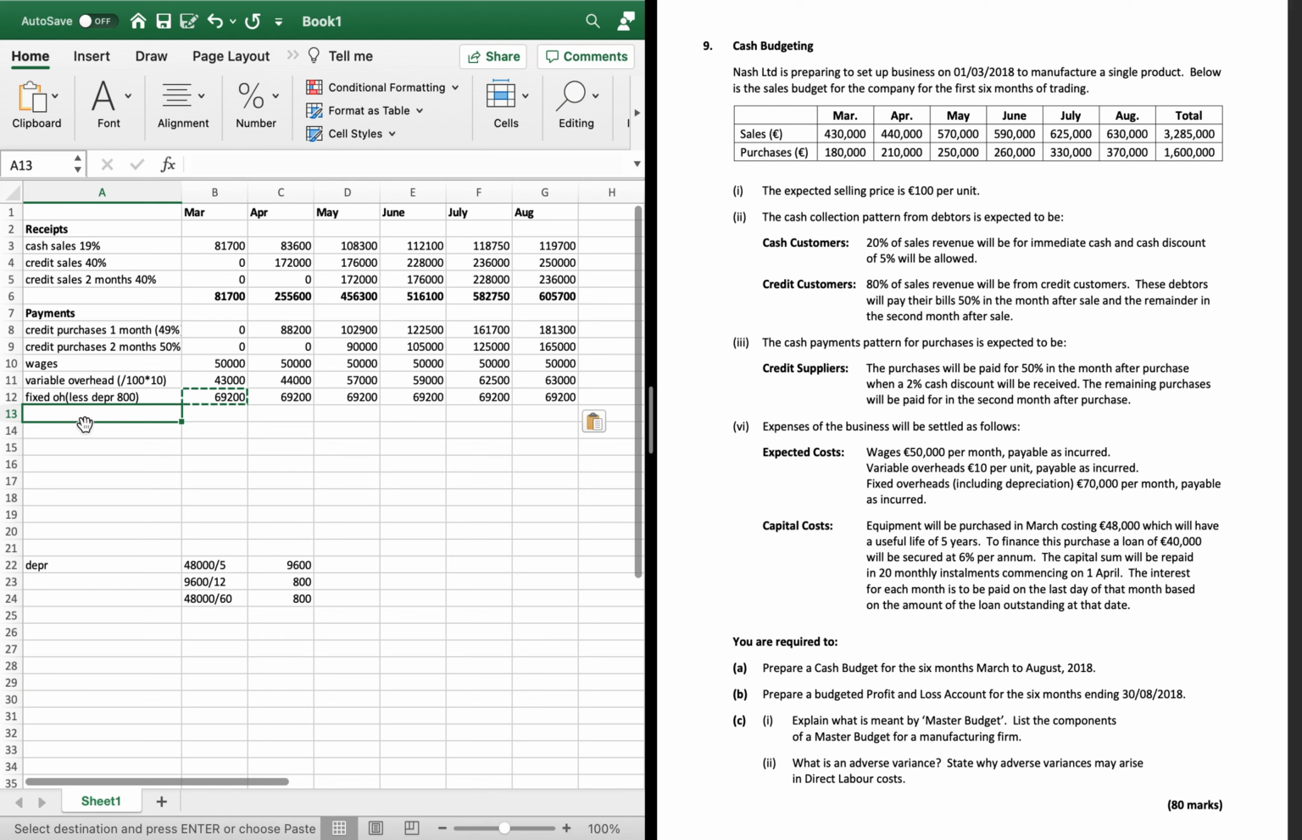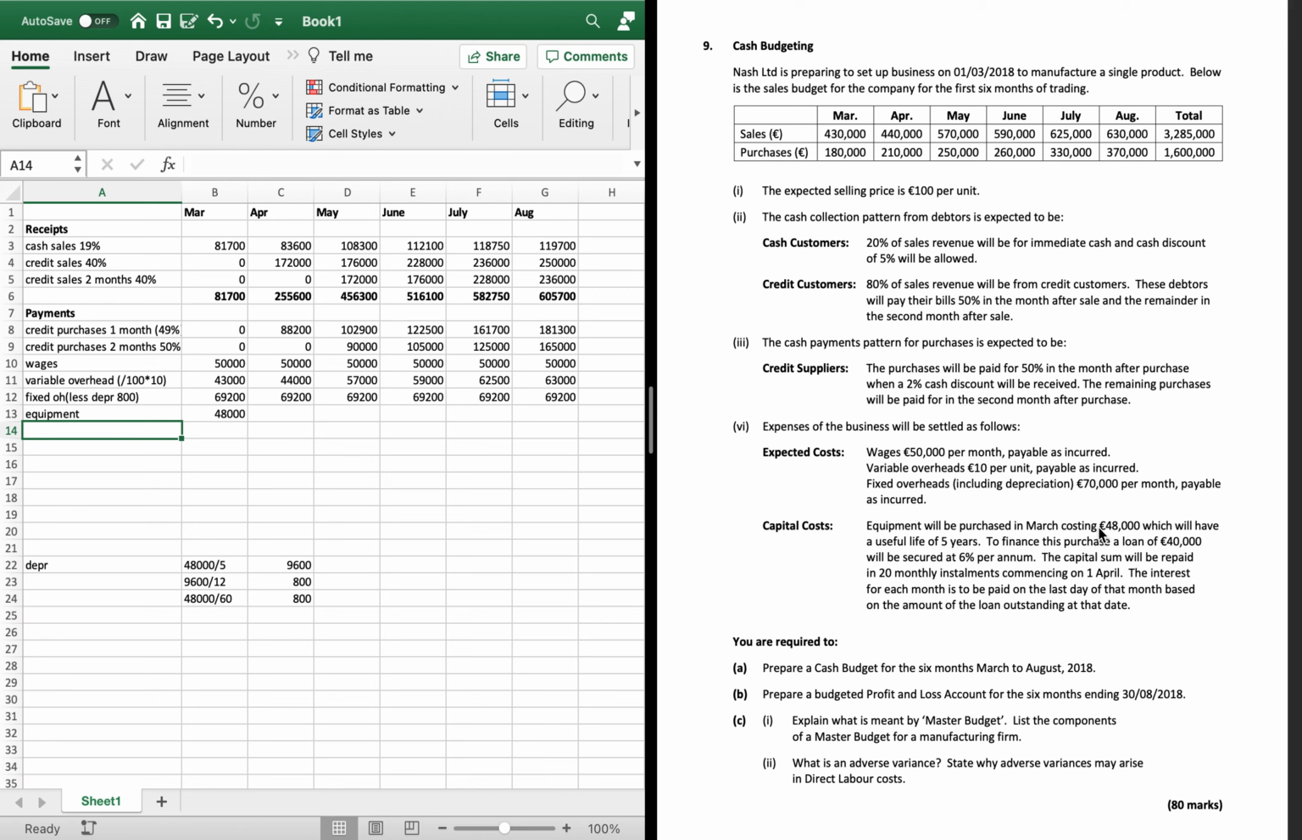So capital costs. Equipment will be purchased in March, so we're just going to put that equipment in March. 48,000. Don't mind what its depreciation is. To finance this, you're getting a loan of 40,000. Now, when we come to it, the loan will go in the net cash. So it'll be net cash plus loan plus opening cash. So just remember to underline that or do something with that to remind us to come back to it later.